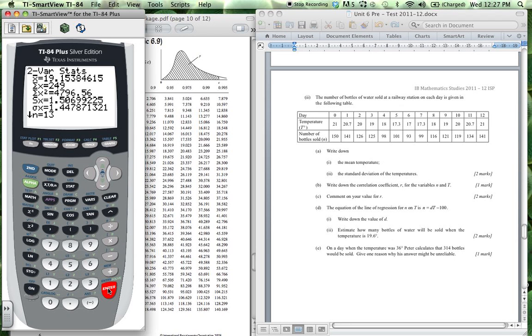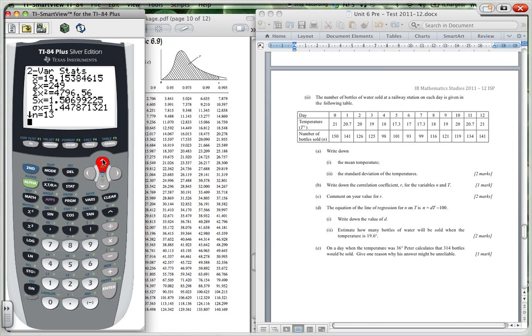Now you'll notice here it gives me results for both the X and also for the Y. So it actually gives it for the temperature and the number of bottles. We are asked firstly to find the mean temperature, which is this one over here. This is your mean temperature. So this is 19.1538. And we would round that to one decimal place because all of these are to one decimal place. So I'd write that as 19.2.